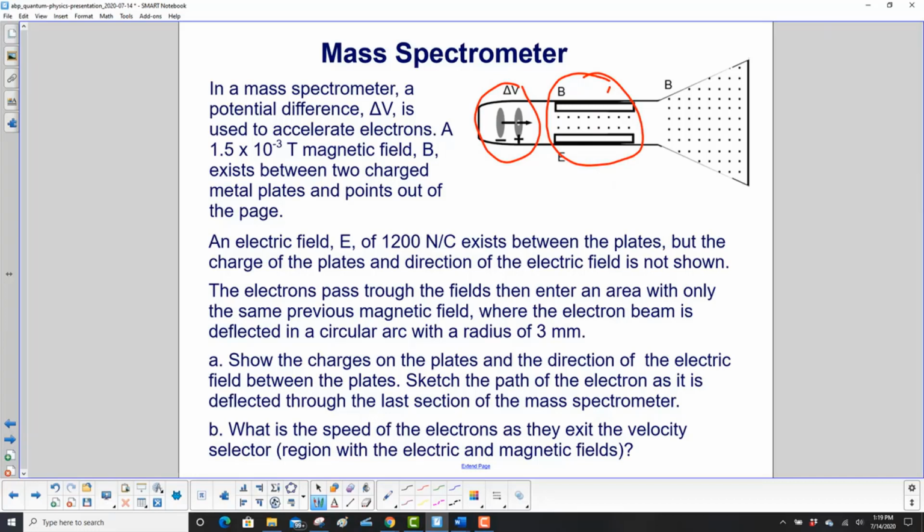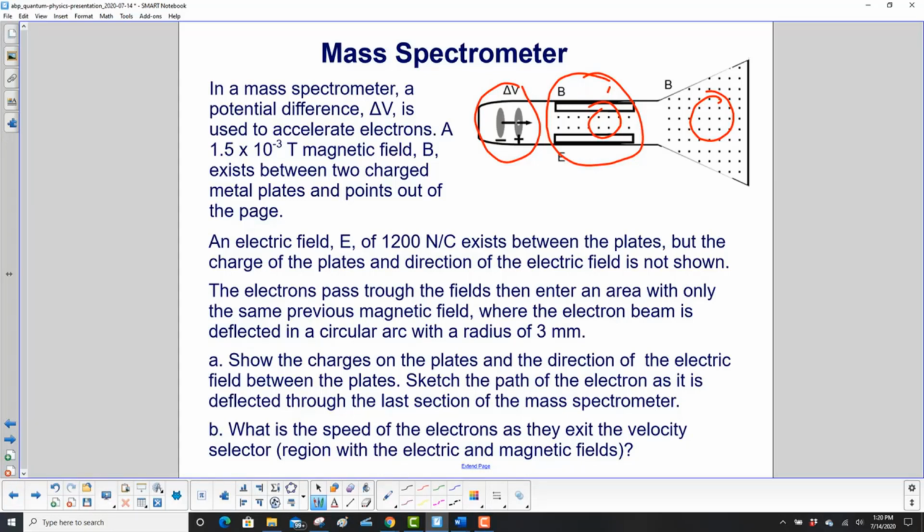The electrons pass through the fields and then enter an area with only the same previous magnetic field. So the B here, magnetic field, is the same that's here. The electron beam is deflected in a circular arc with a radius of 3 millimeters. Show the charges on the plates and the direction of the electric field.